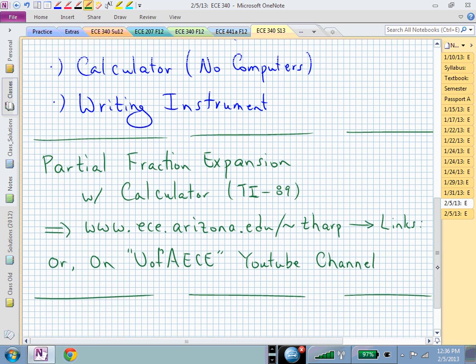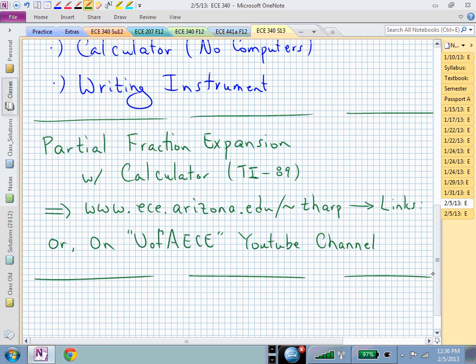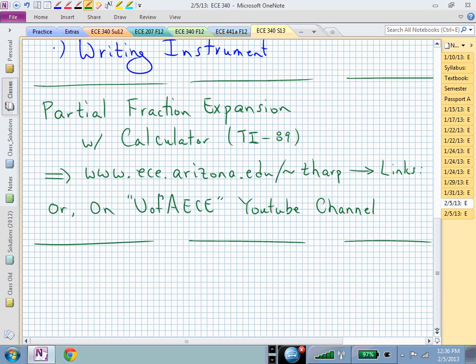Questions on exam 1 or any material that we've had so far? Let's then talk about bounded input, bounded output stability a little bit more.